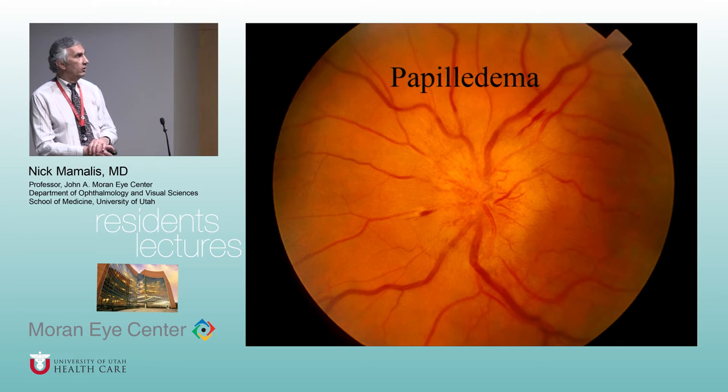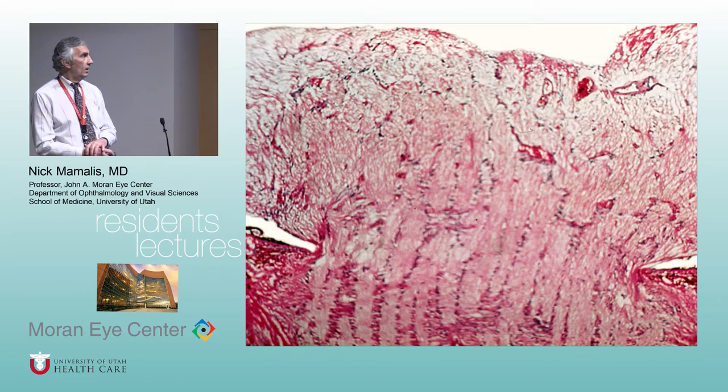But when you look here, you see that the disc margins are irregular, the veins are sausage-shaped, there's little flame hemorrhages, and so that's classic papilledema.